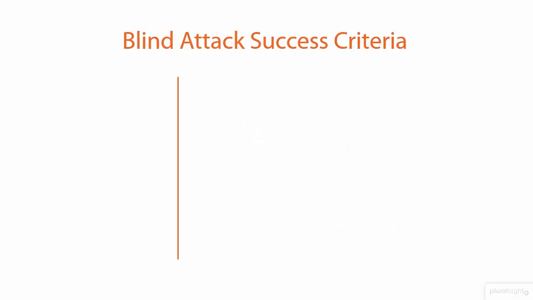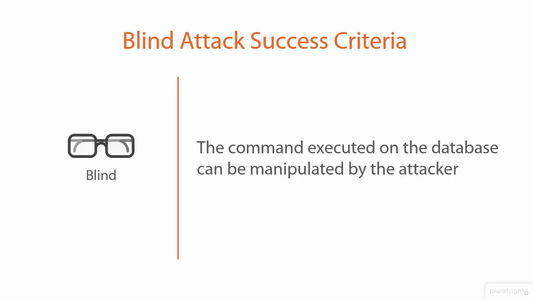There's not really a lot required to make a blind injection attack successful. All we need is this. So long as the attacker can manipulate the query that gets executed in the database, it doesn't matter that there are no errors returned to the screen, and it doesn't matter that you can't union one result set to another either. All you need to do is be able to manipulate that underlying query.